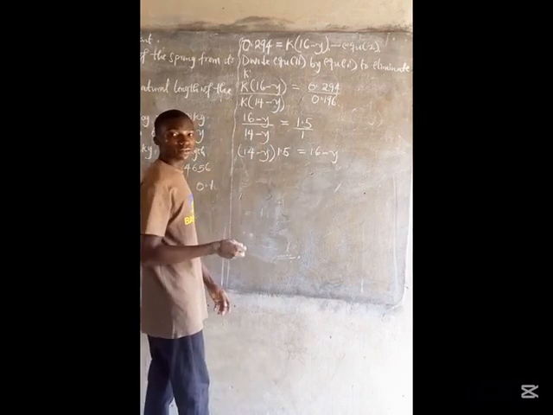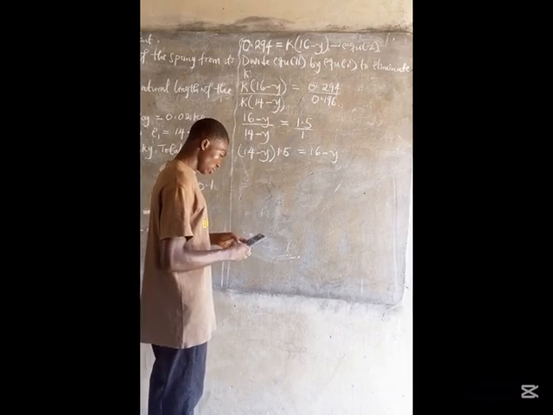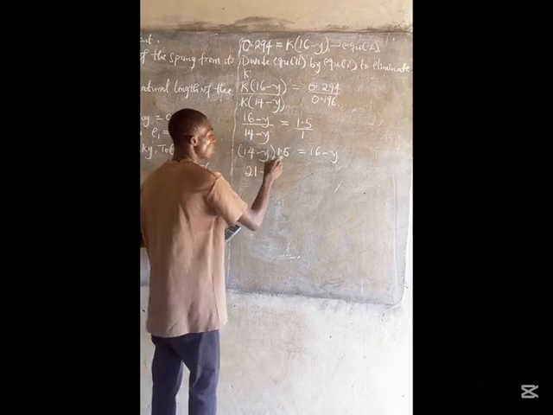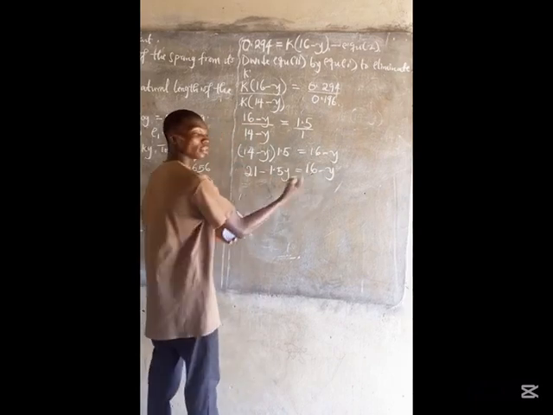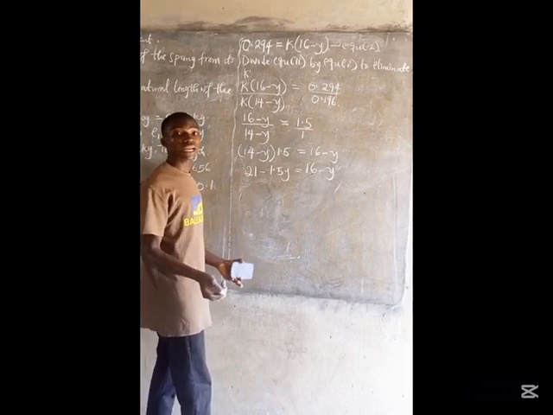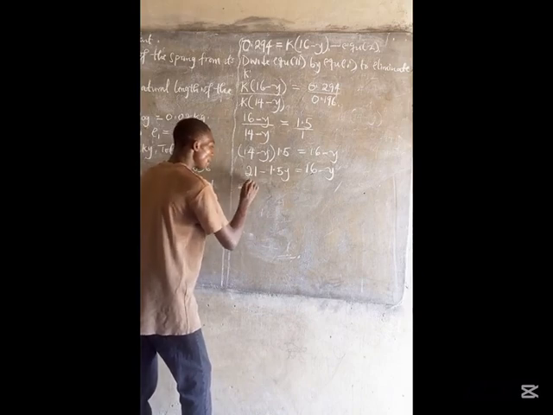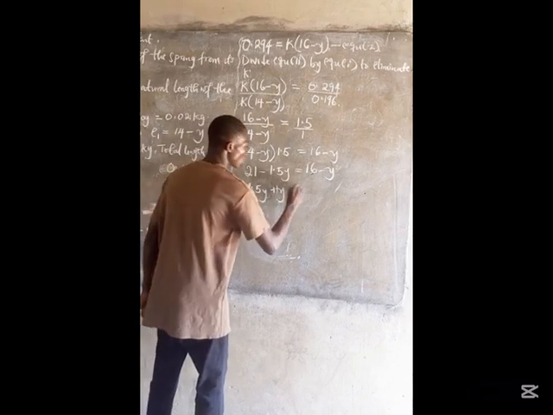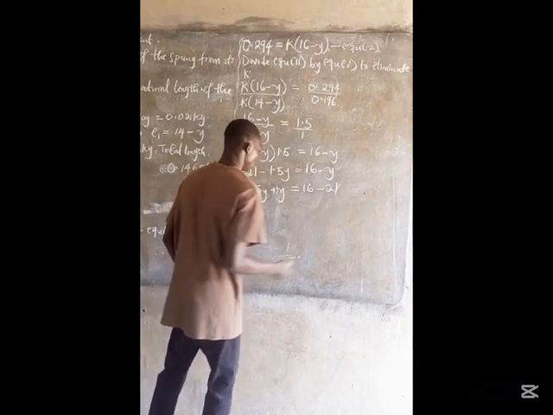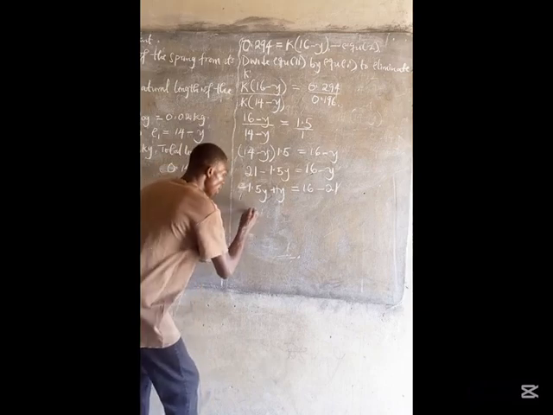So 14 multiplied by 1.5, you are going to have 21 minus 1.5y is equal to 16 minus y. So the next thing here is what? You collect the like terms. So which is going to be equal to minus 1.5y plus y, which is minus 0.5y, is equal to 16 minus 21.